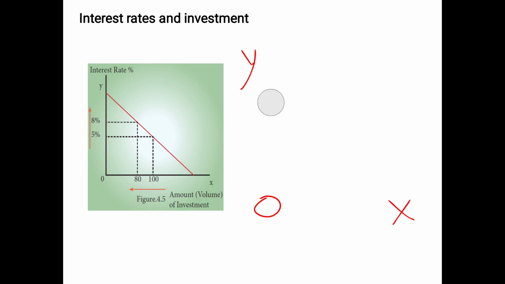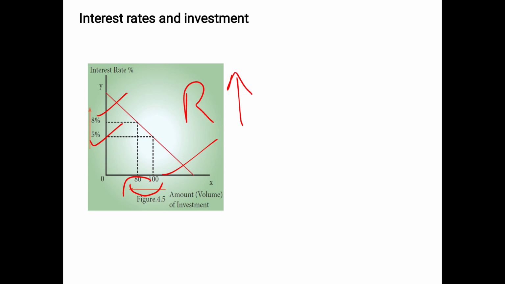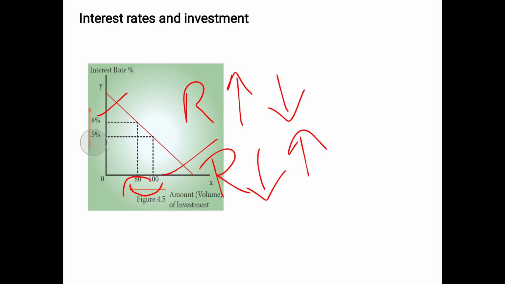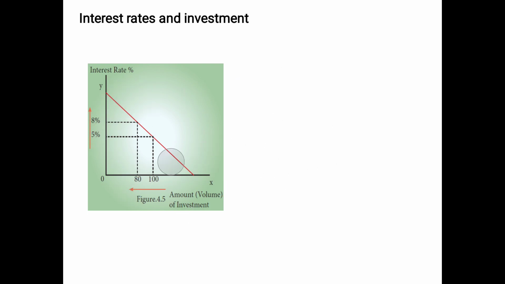Now you should know one concept here. When the interest rate is 5%, the investment is supposed to be 100 crores. When the rate of interest has increased to 8%, what is happening? There is a decrease in the investment from 100 to 80. So what does it show? When the rate of interest is very high, the investment decreases. When the rate of interest is low, the investment increases. So it is a vice versa relationship also.